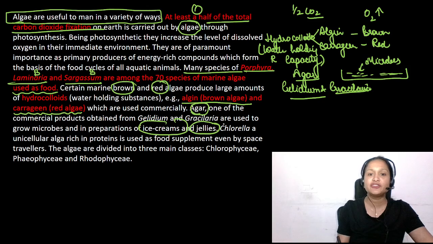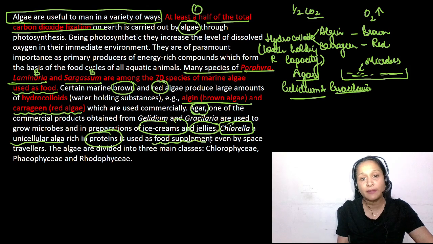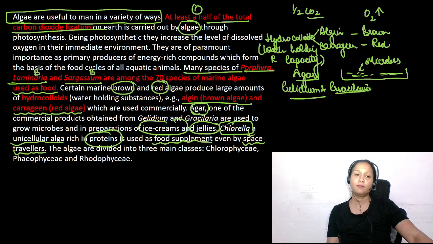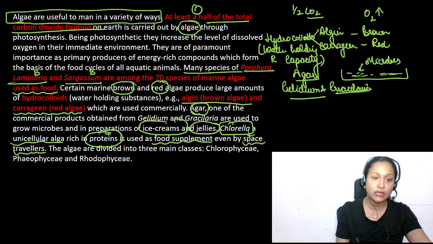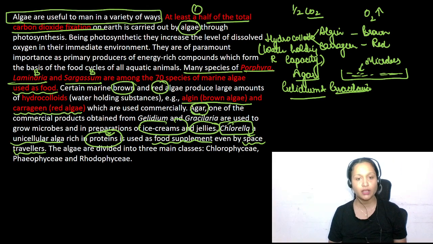Next, algae which is chlorella. It is a unicellular algae, right? Unicellular algae which is rich in proteins and it is used as food supplement. So this is used by space travelers. They used to carry chlorella with them because this contains a lot of protein. So it is like a food supplement. It provides protein. So these are the different ways you can see these algae are useful to us.